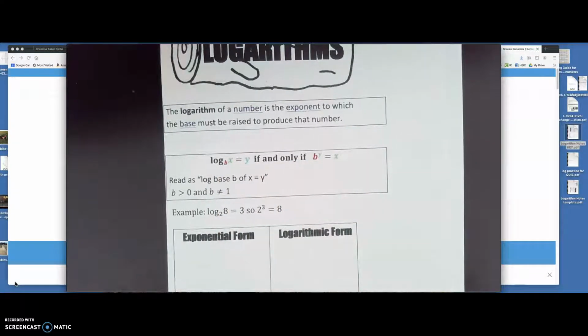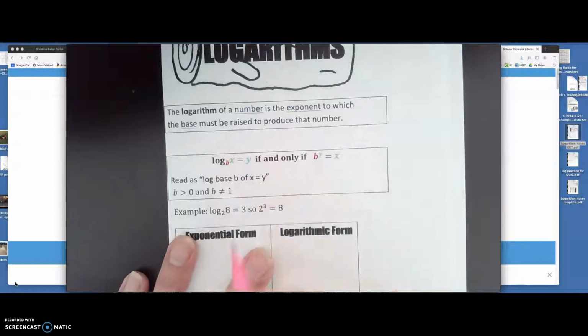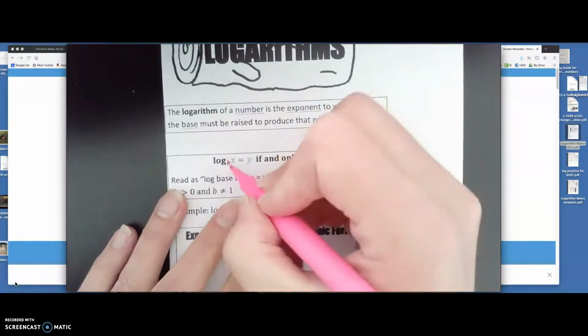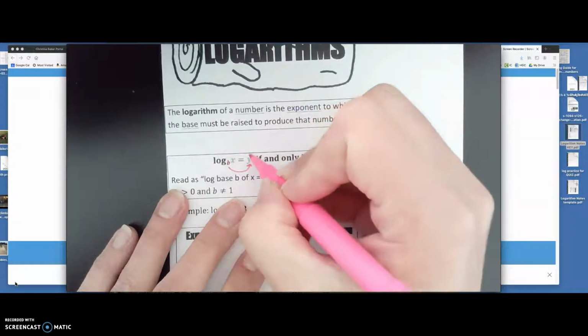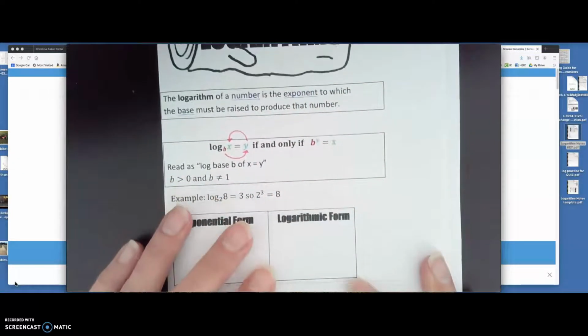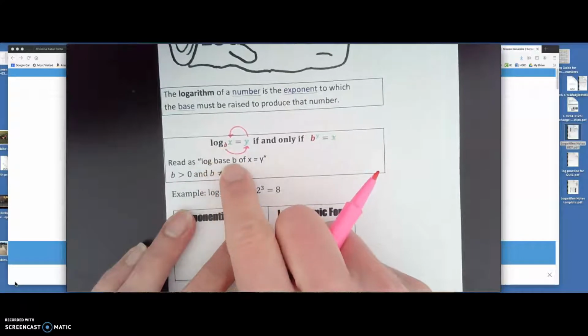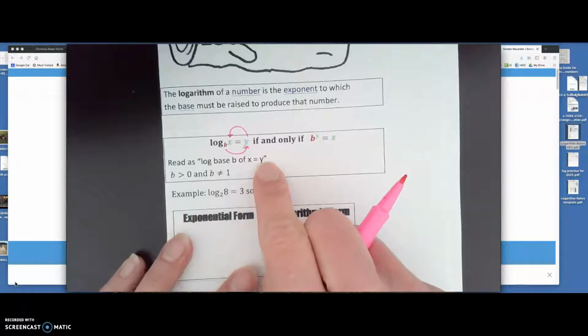And I think I alluded to this in the notes from the other day, yesterday, that you go in a counterclockwise order if the log is on the left side. So you're going to go b to the y power is equal to x. So again, it's read log base b of x equals y.